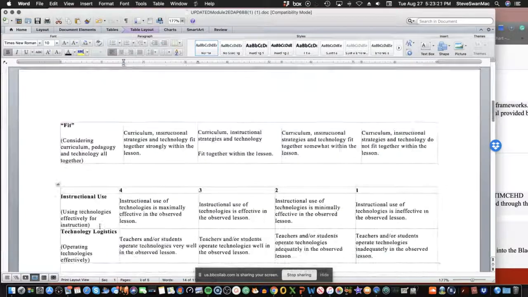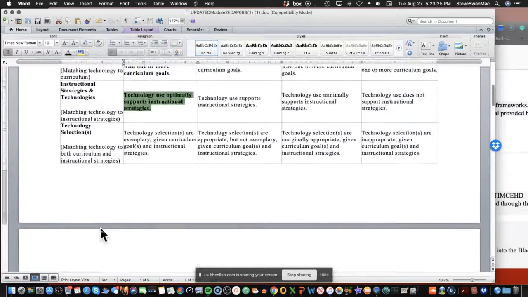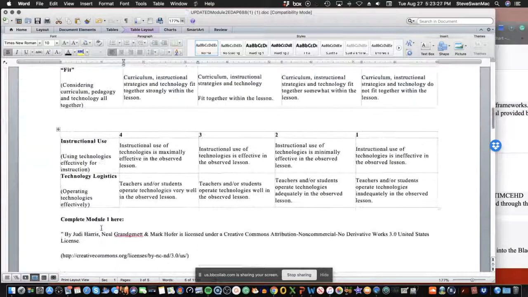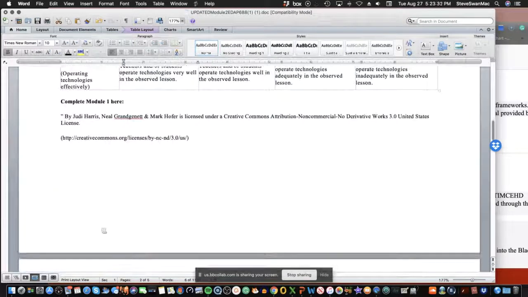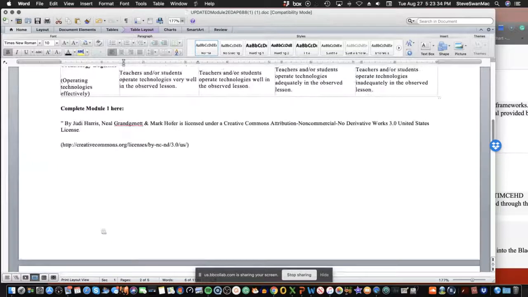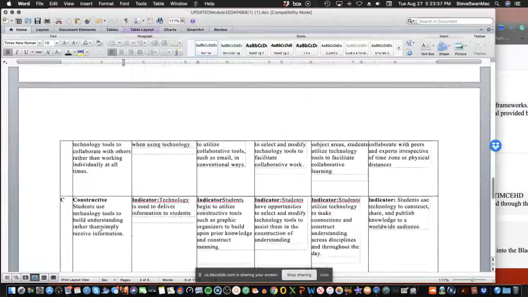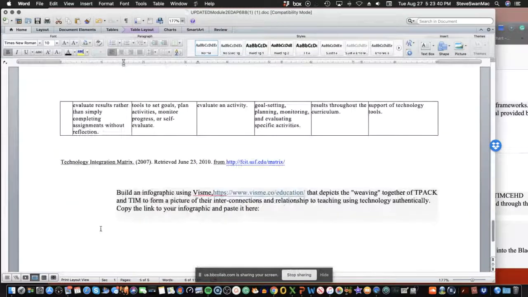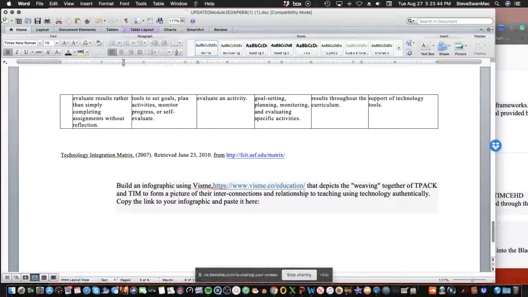For all the different levels, the identified areas of the TPACK module. Okay? You're going to do the same thing for the TIM. Now, here is where you're going to create the Visme, and let's go back and look at that.